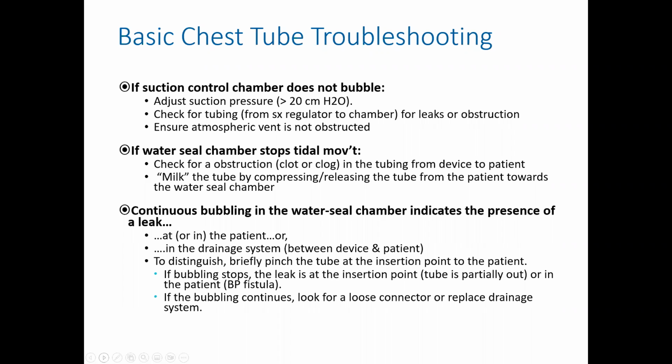Or just replace it. From what I understand, fairly recently we had a problem. We got a bad batch of these. So replace it. If the bubbling stops, the leak is at the insertion point. The tube is partially out, or there's some sort of bronchopulmonary fistula, which we had a case fairly recently where that was pretty much exactly the case.